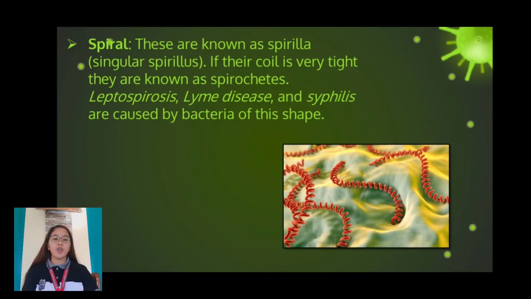So, the third classification of bacteria is the spiral. These are known as spirilla, or in its singular, spirillus. If their coil is very tight, they are known as spirochetes. Leptospirosis, Lyme disease, and syphilis are caused by bacteria of this shape.